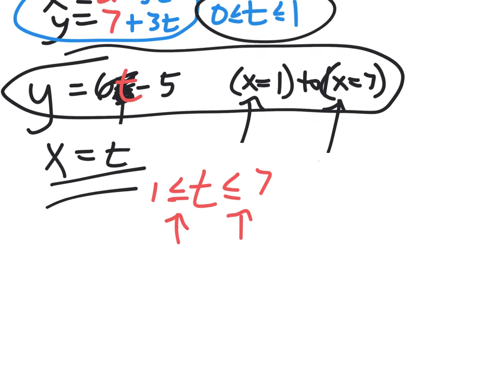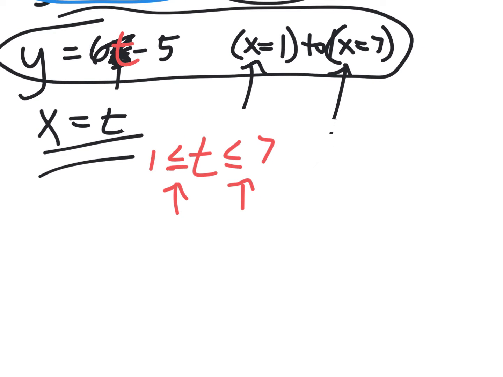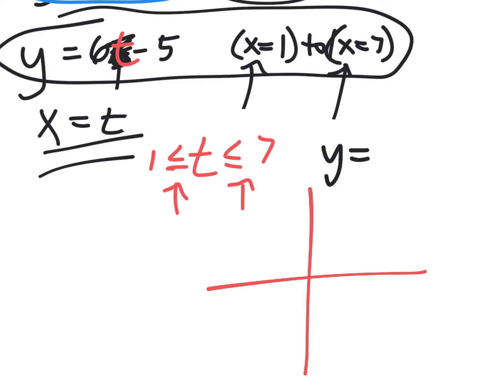Okay, so let's talk about what this actually looks like in the real world. So if I graph this thing, the original, not the parametric one, but the original. The original equation was y equals 6x minus 5. Do you remember what that looks like? It starts at negative 5, has a slope of 6, and it's really steep. Does that ring a bell? Yeah. And it's only the part between 1 and 7 that I care about.